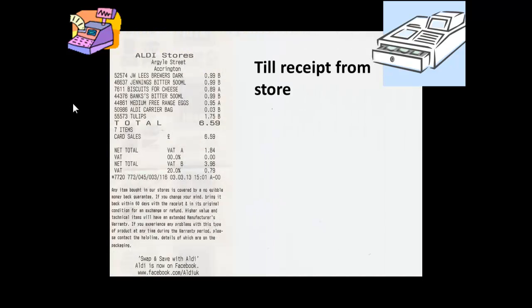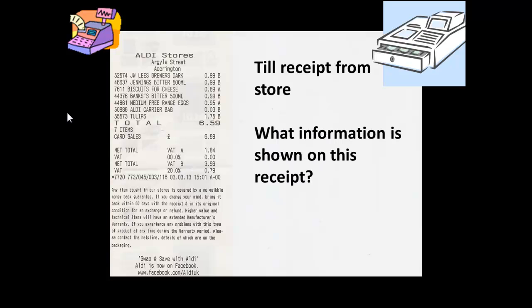Right, here's an example of another till receipt from a store. Now if you look at this one, it says who it's from, the Aldi stores. It gives you quite a bit of detail, and it gives you the price of each item as well as the quantity of each item. It adds on the total. It tells you that this was a card sale, and it gives you the information that there were some items that were VAT exempt and two items that were not VAT exempt. So quite a bit of information on that receipt.